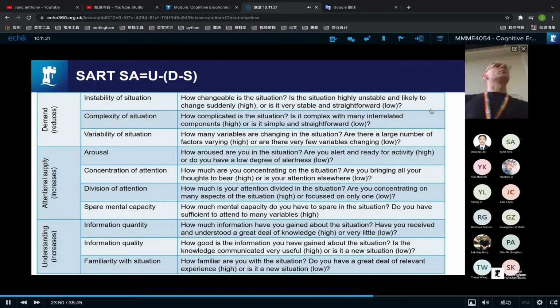All right, so assuming you've done your scores, what I would like you to do is work out your average score for demand, your average score for attentional supply, and then your average score for understanding. So add them up and divide by 3 for demand, add them up and divide by 4 for supply, and add them up and divide by 3 for understanding. You didn't expect to do any maths this morning, did you? It's okay, you can use your phone calculator or whatever. So work out your average score for each of these sections.